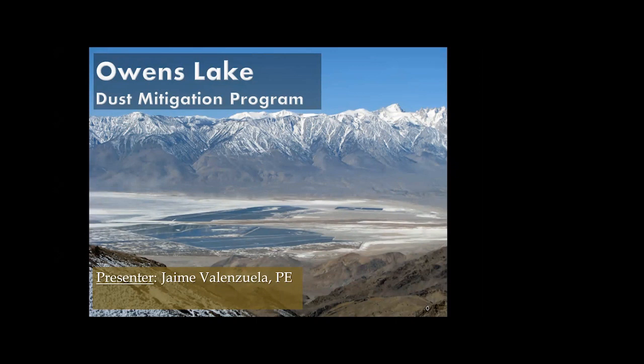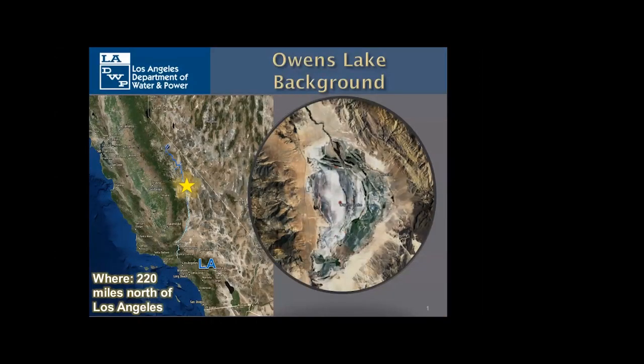Phil spoke great, said a lot about regulation, and I'm going to speak a little bit about actual implementation and what we've done, just to give you a little more sense of what it takes. So for those of you who don't know where Owens Lake is, it is approximately 220 miles from the city of Los Angeles up Highway 14 and Highway 395 as well. My staff and I make that drive probably four times a month.